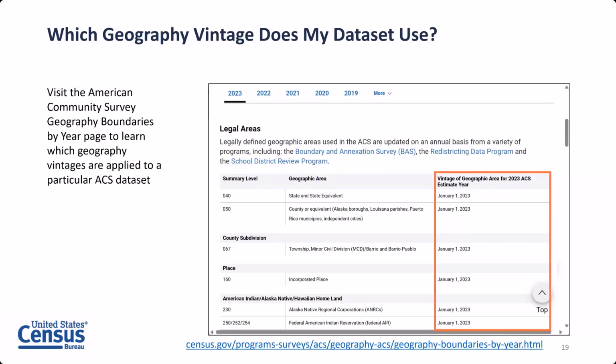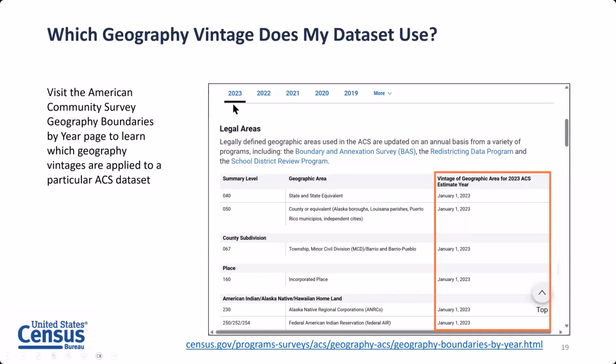For the decennial census, it's relatively intuitive to know which vintage of geography is compatible. For the ACS, they provide a detailed listing for geographic vintage for each release of the ACS. So if you'd like to get more information, the web page is listed at the bottom.